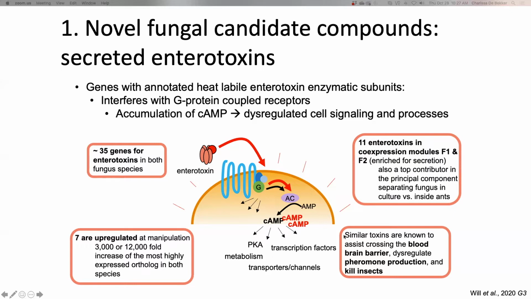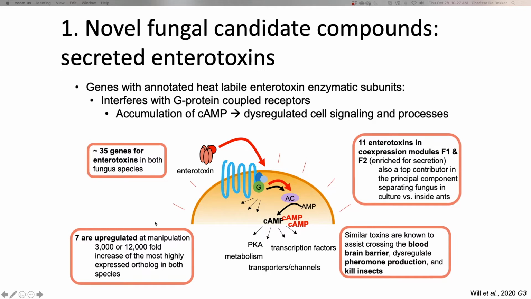What we know, for instance, for bacterial enterotoxins in insects is that they are known there to be able to cross the blood-brain barrier. So potentially they could have an influence on brain tissue here. They dysregulate pheromone production, and they could eventually kill insects.